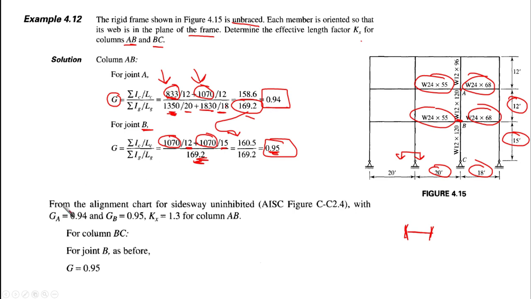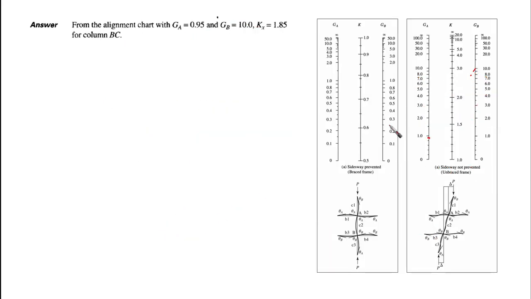Then the next step is going to the alignment chart for side sway uninhibited. We call this unbraced, or sway permitted. This is based on AISC Figure C-C2.4 with GA 0.94 and GB 0.95. So we can find Kx equal to 1.3. Let's have this. So we are going to go to the alignment chart.